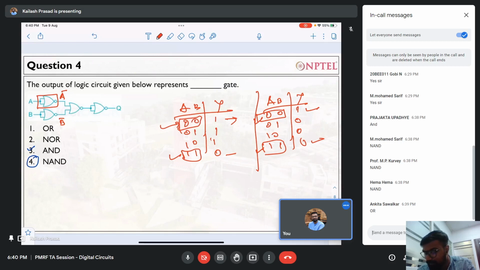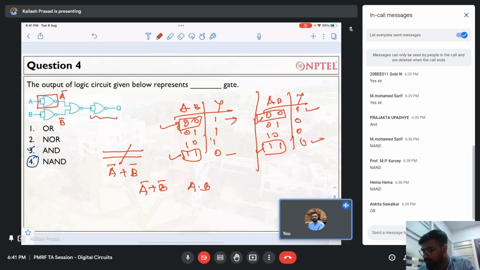Then what you have done, you have passed A bar B bar, so A bar plus B bar, right, to whole bar. And then after that, you have again provided an inverter, right? It means followed by one more bar. So you can cancel both the bars and you will have A bar plus B bar, right? And if you apply the theorem, it will be A dot B bar. Okay, so it's a NAND gate.